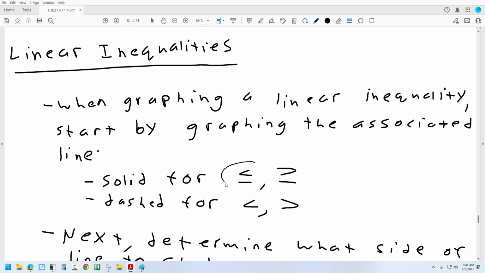If you have one of these two inequality symbols, you need to make the boundary line solid. If you have one of these two, you can make it a dashed boundary line or dotted. So that's the rule for determining whether it should be a solid line or a dotted line. How you graph the line, well, that's up to you. Okay, that's something you learn in Algebra 1, so if you want to use the slope and the y-intercept, rise over run, however you want to graph your line is fine.